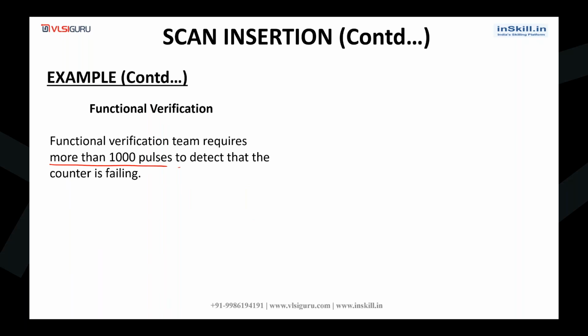The functional verification team will be checking the functionality. In this case, the counter is failing at the 1000th pulse, because at the 1000th pulse only, instead of counting 1000, it is again counting 999. So 1000 pulses will be required for this, and some more clock pulses will be required for counter initialization and counter observation. Ultimately, the functional verification team will take more than 1000 clock pulses to tell that the counter is failing.